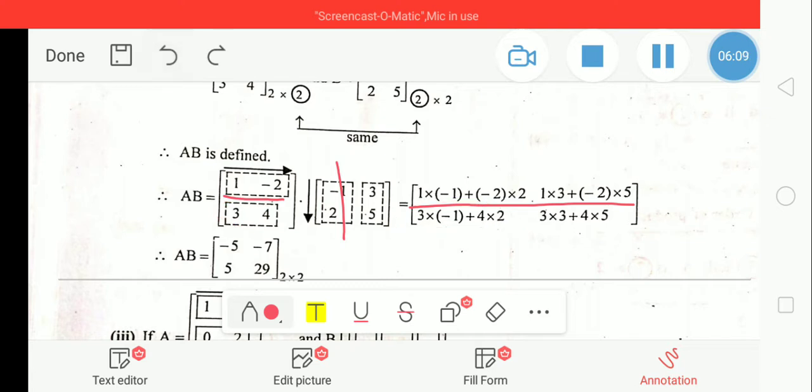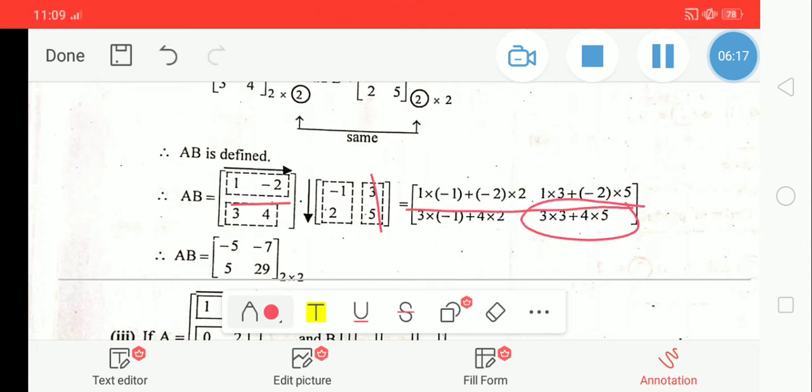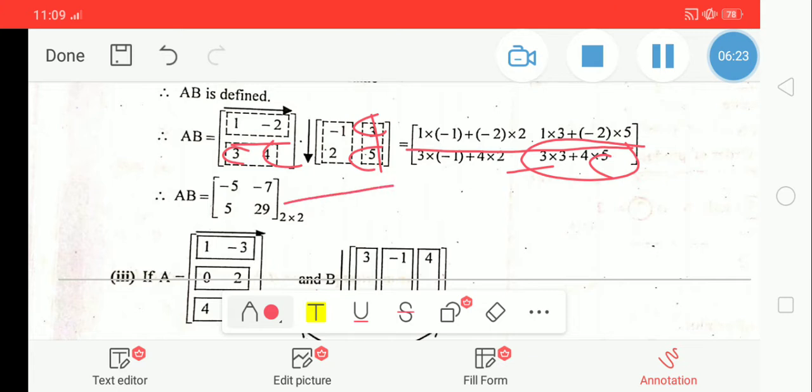Now here also second row and second column. So second row and second column means this position. So 3 multiplied by 3 plus 4 multiplied by 5. So this is the 2 cross 3 matrix, meaning A multiplied by B.